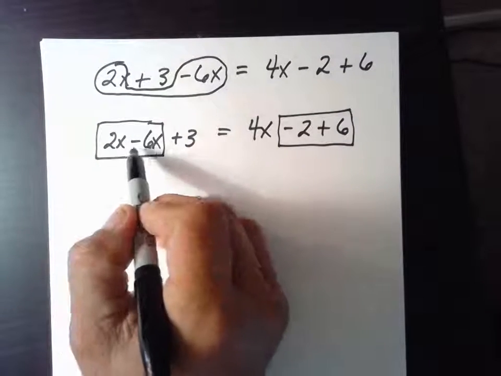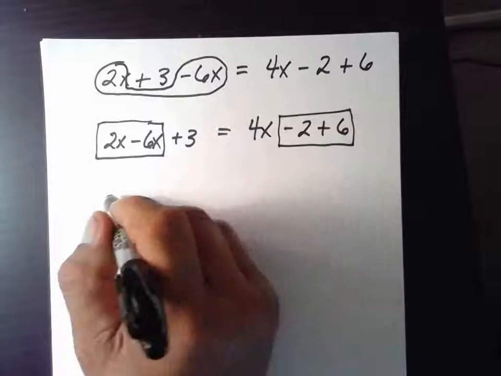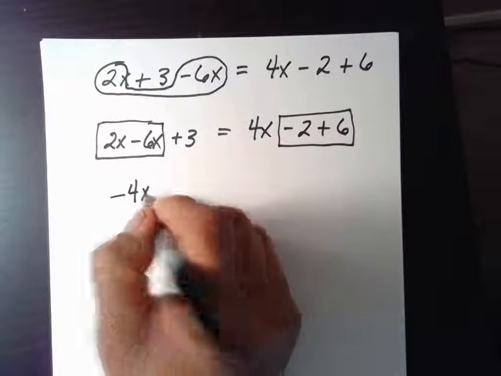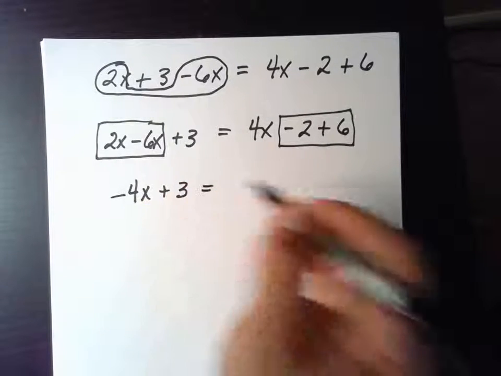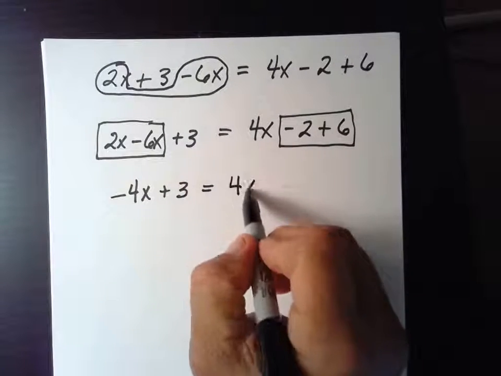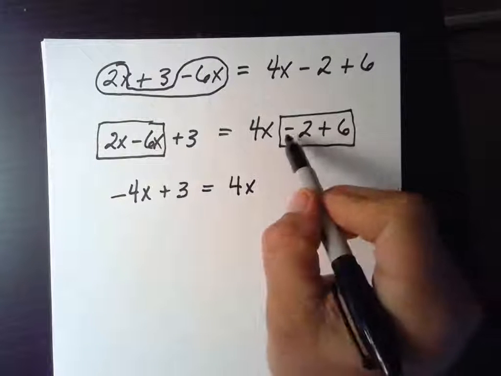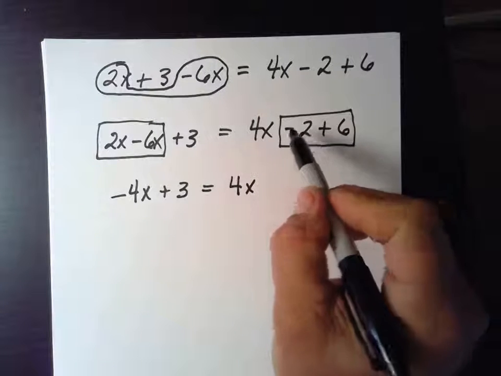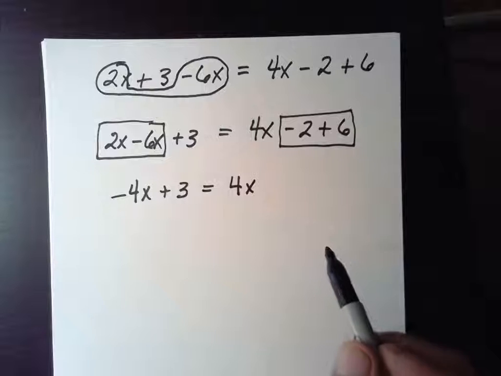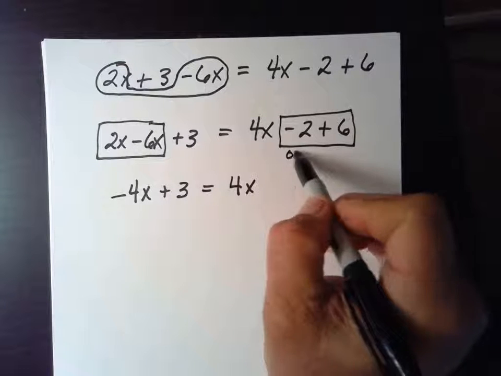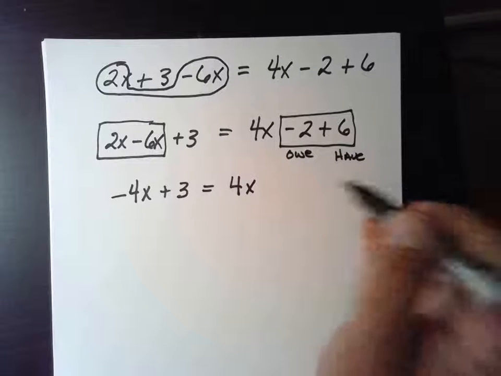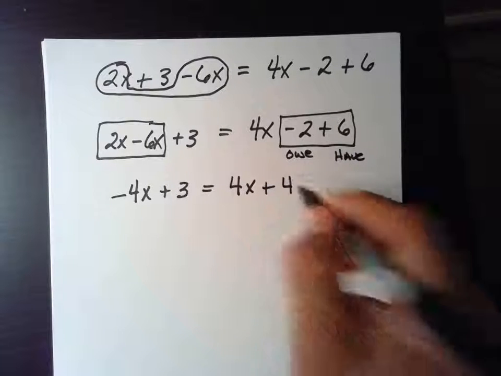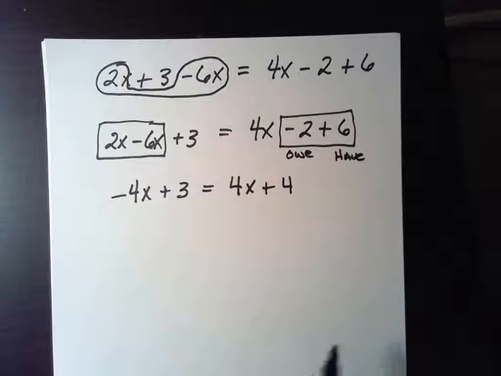2 boxes of cereal minus 6 boxes of cereal is negative 4 boxes of cereal. Plus 3 is equal to 4x. And then what is negative 2x? What is negative 2 plus 6? Well, you owe $2 and you have $6. So you have $4.